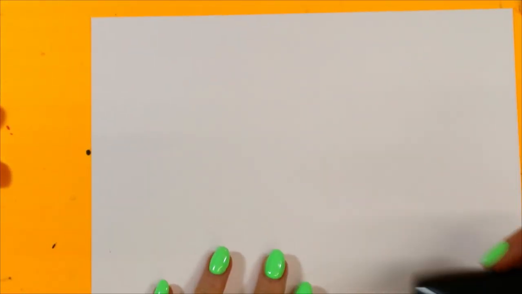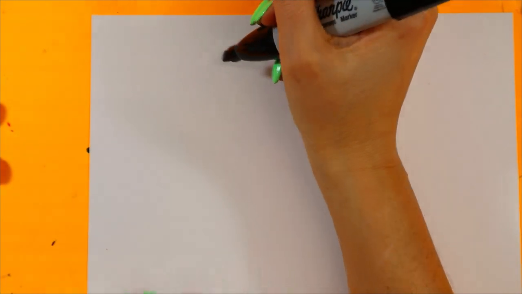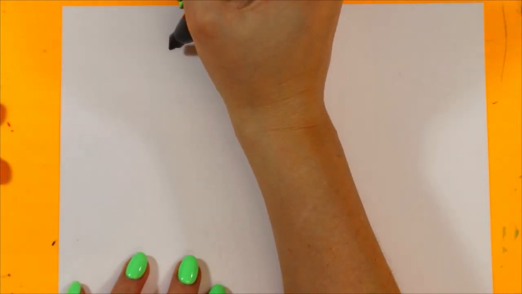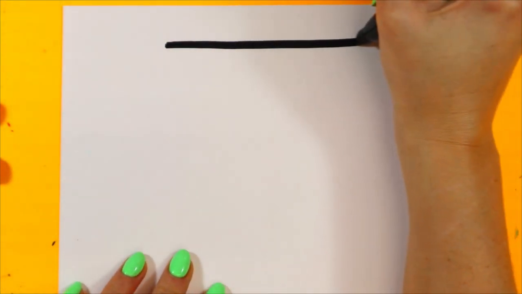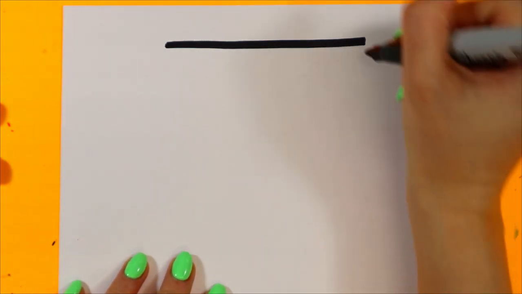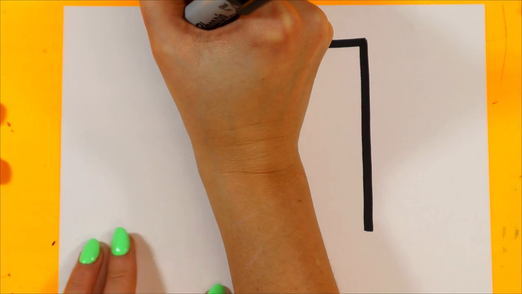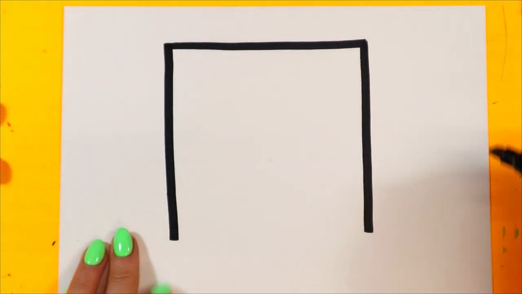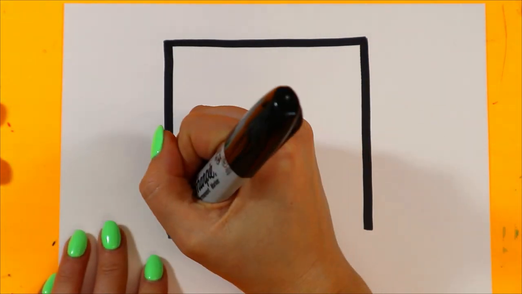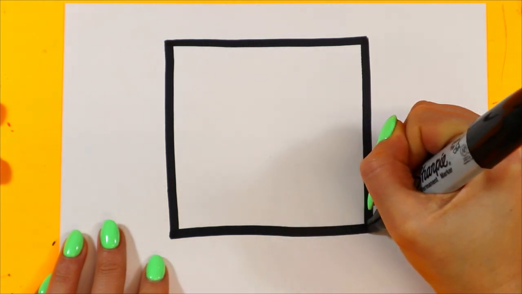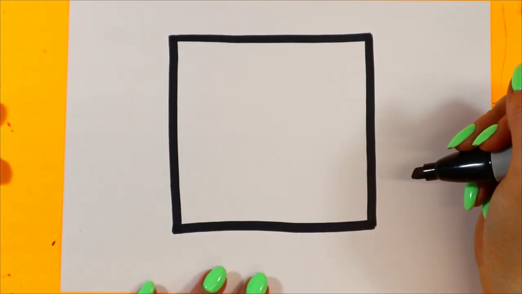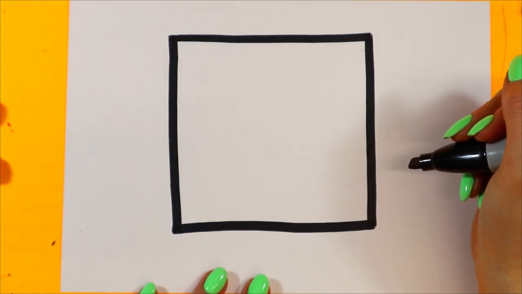All right, let's draw our silly square. Let's grab something to draw with and something to draw on. All right, let's draw our square. So we're going to draw four sides, so one at the top, two lines down, and one across.